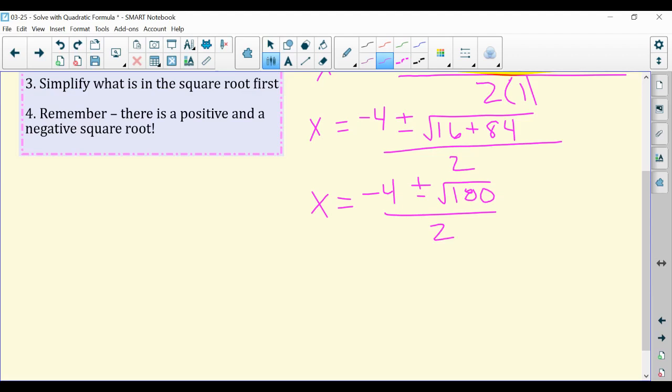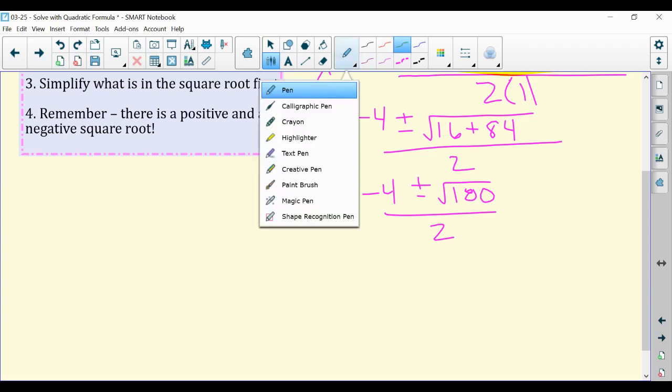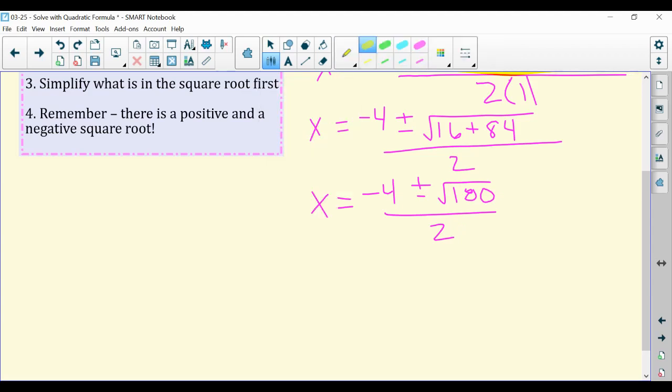We're going to simplify that in a second, right after we separate this into two problems. This is kind of where we were at with completing the square and solving by square roots. Whenever we have this plus or minus, we know that we're going to separate it into two problems. So we're going to separate that now. Right, so I have two problems.